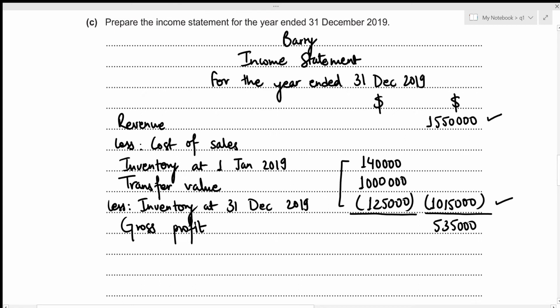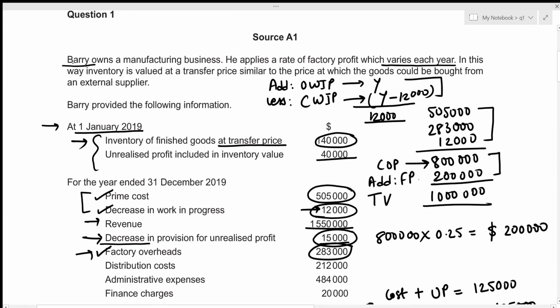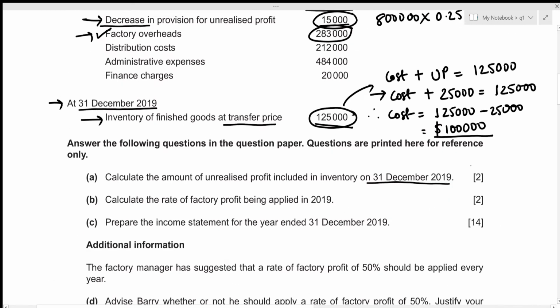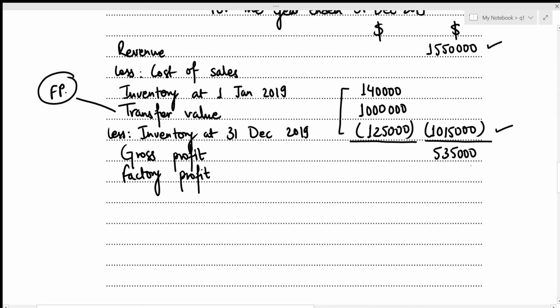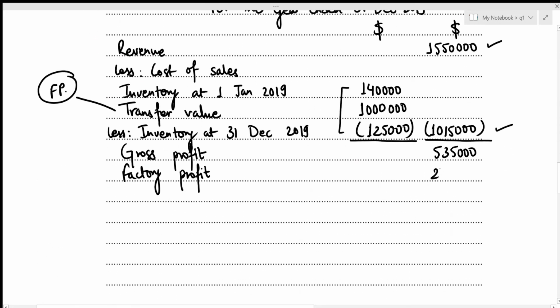Okay, then the next step would be to add back our factory profit, because we know that the transfer value consisted of factory profit, right? And this is being subtracted under the cost of sales. So we need to add back our factory profit. Let's do that. And we figured out our factory profit above. So let's have a look. Our factory profit amounted to 200,000. Let's substitute this value. So that's 200,000. Now we need to look for any other incomes that we need to add to our gross profit.